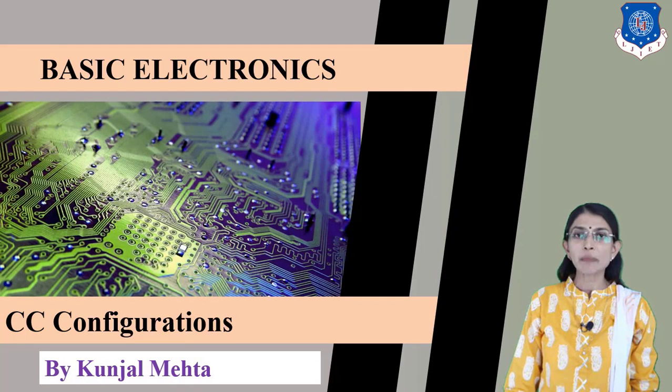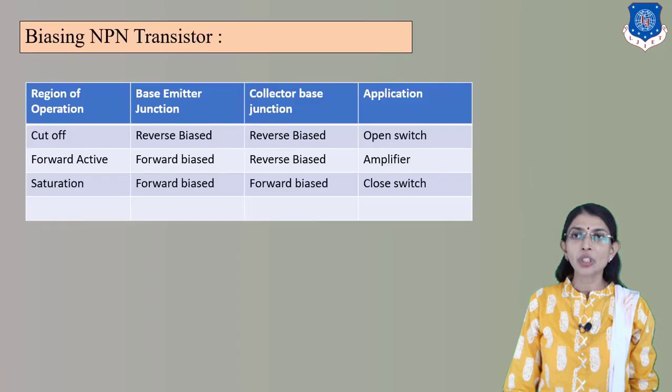Today I am going to explain the topic that is common collector configuration of BJT. CC configuration, that means common collector configuration of bipolar junction transistor. So today we will start with the biasing conditions of NPN transistors. We all know the regions of operation in output characteristic for any of the BJT. So let's study about the NPN transistor and biasing conditions.